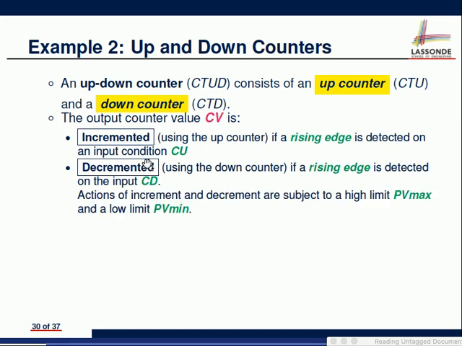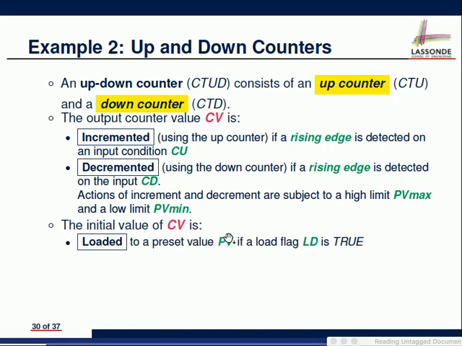And the way you do the increment and decrement should be subject to some PV max and PV min. Maybe you only try to increment up to PV max and only try to decrement down to PV min. And then the initial value for CV can be set differently.